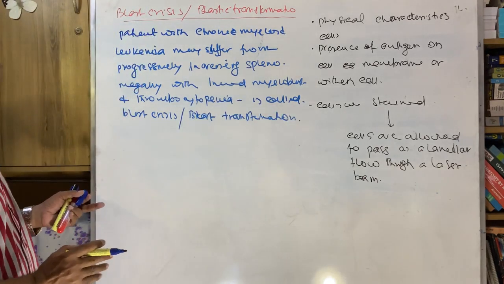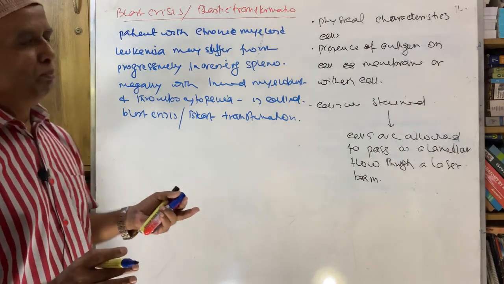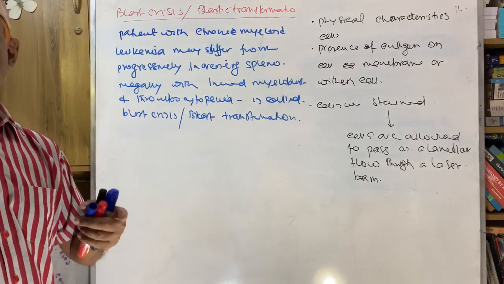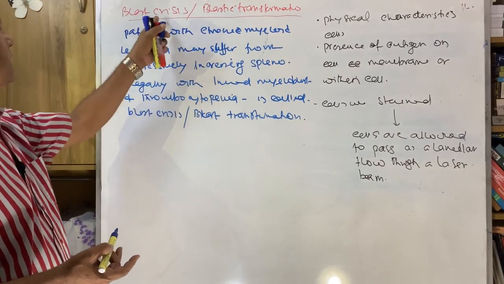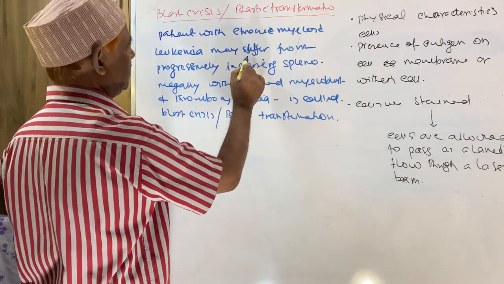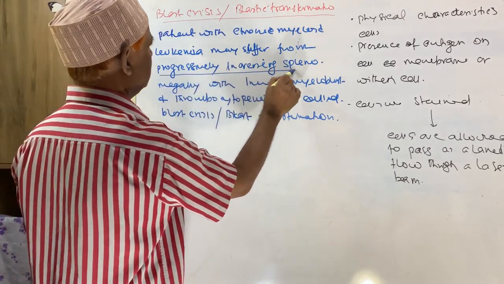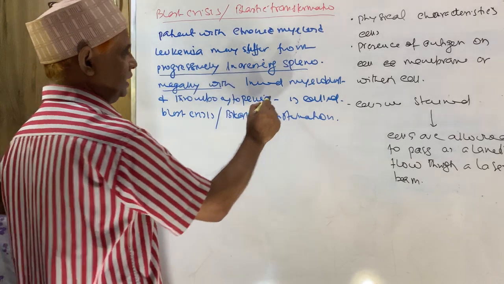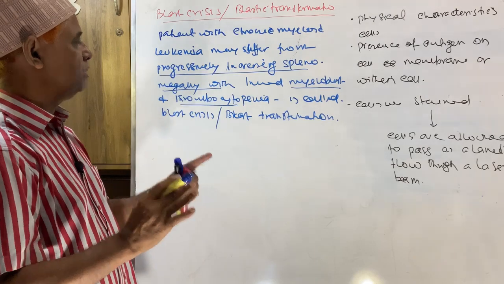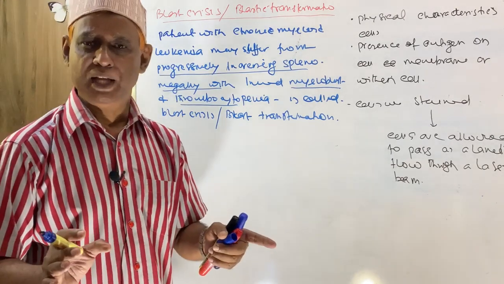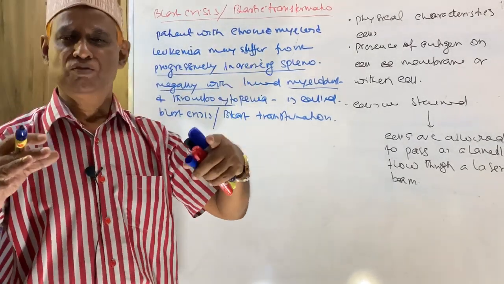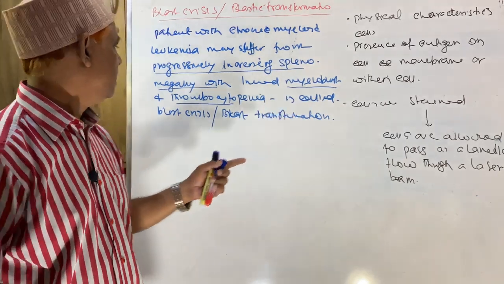Respected audience, you know a patient with CML may come to you with splenomegaly, hepatomegaly. So anybody suffering from chronic myeloid leukemia for a long time may develop blast crisis or blastic transformation. What is this? A patient with chronic myeloid leukemia suffers from progressively increasing splenomegaly, with increased myeloblast and thrombocytopenia. In CML there are a few myeloblasts, but most of the cells are myelocyte and metamyelocyte. If there is blast crisis, myelocyte number is decreased, but myeloblast is increased, and there is thrombocytopenia.